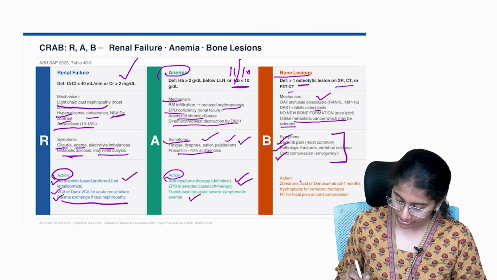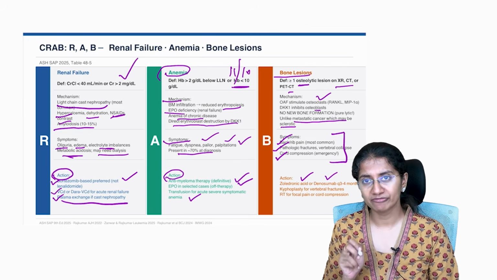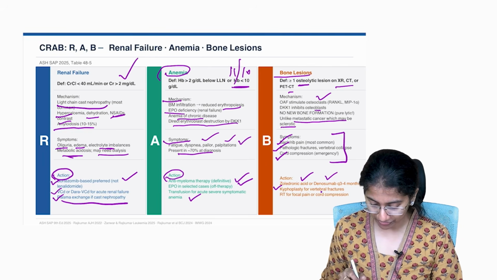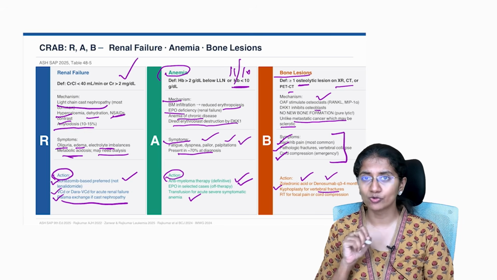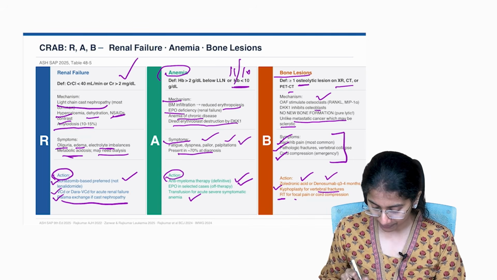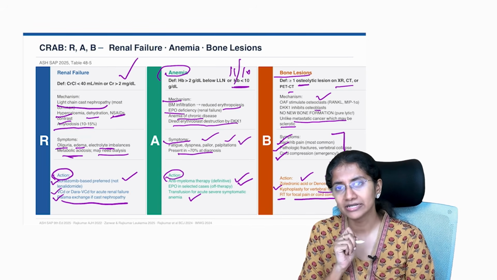So the action: you need to give zoledronic acid or denosumab every 3 to 4 months. Initially, you have to give it every month for the first year, then every 3 to 4 months. Kyphoplasty for vertebral fractures: if there is a vertebral fracture, then go for vertebroplasty or kyphoplasty. RT, radiotherapy, for focal pain or cord compression. If it is severe pain, then we can go for palliative RT.